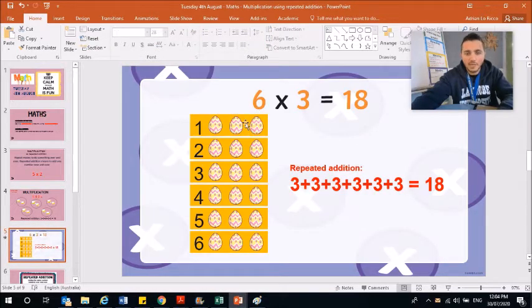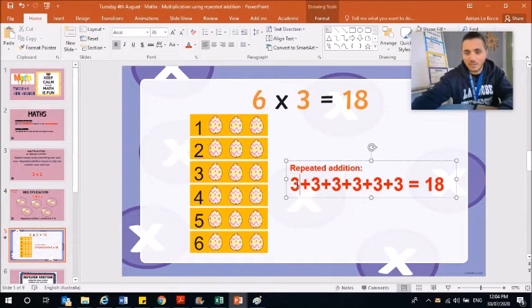What about this one? Six groups of three. There, that's what it looks like as pictures. I've got six groups with three eggs in each group. As repeated addition, that would be 3 plus 3 plus 3 plus 3 plus 3 plus 3. So we're adding 3 six times. So there should be six threes there. Let me check. 1, 2, 3, 4, 5, 6. Yes, there are six threes there. When I add 3 plus 3 plus 3 plus 3 plus 3 plus 3, I get 18.